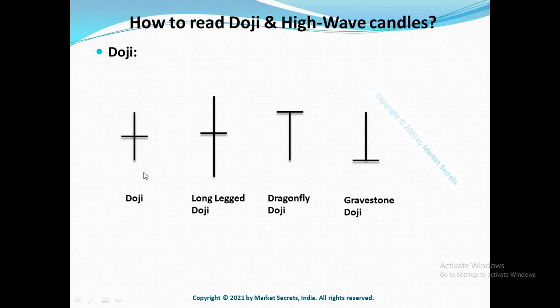There is a plain doji, there is a long-legged doji, there is a dragonfly doji, there is a gravestone doji. So let's start with the plain doji. Plain doji indicates balance and not imbalance in the price action and represents the indecision in the market. The same is applicable for long-legged doji as well, but in the long-legged doji, the zone formation is different.